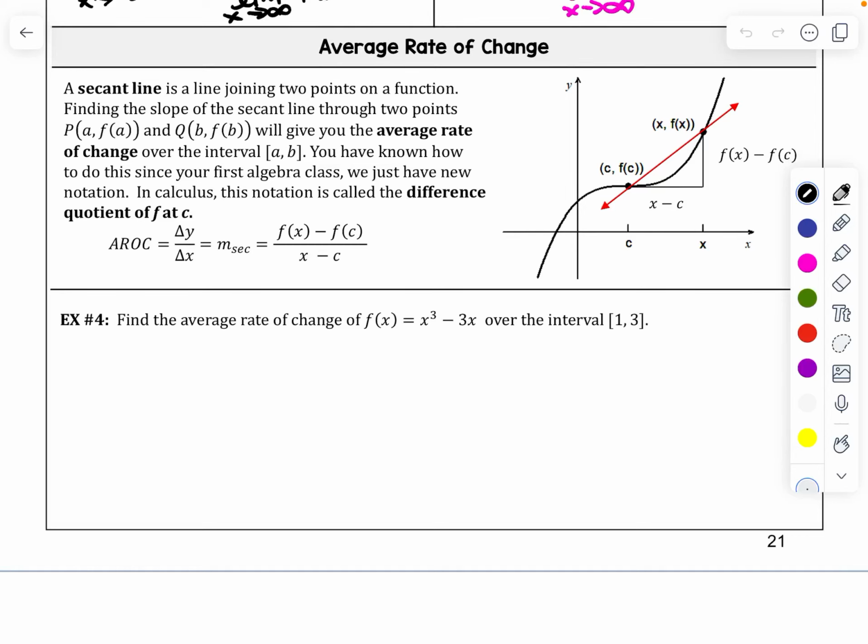Hey guys, we're back. We're doing section 1.3 part 2. We're picking up at average rate of change. Now this idea looks a lot like slope, okay? So hopefully this comforts you.